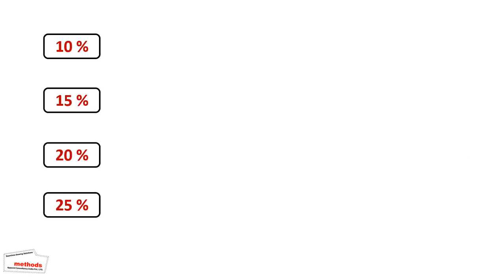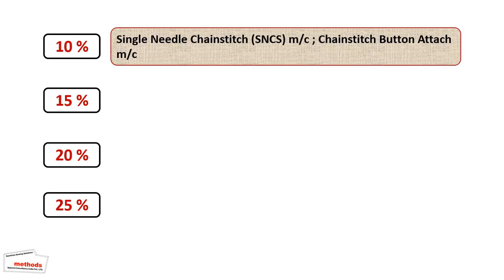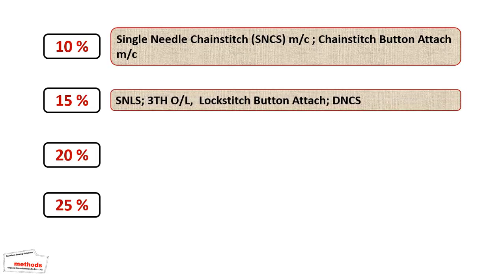The first category gives 10% of machine allowance to the sewing time, and the machines in this category are single needle chain stitch or SNCS machine, chain stitch button attach machine. The next category or the next level of machine allowances is 15% of machine allowance, and the machines are SNLS or single needle lock stitch machine, 3-thread overlock machines, lock stitch button attach, and double needle chain stitch.